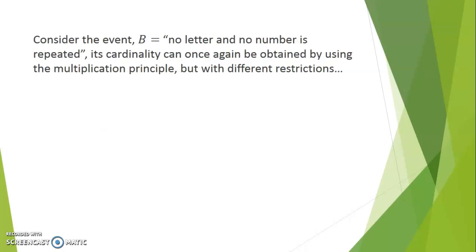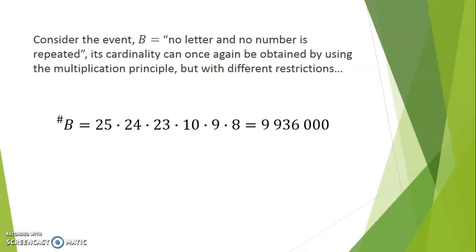Suppose B represents that no letter and no number is repeated. This will also fall into the multiplication principle, but the restrictions will differ from those of the previous example. This time, the cardinality of B will be 25, which is the number of letters from which we can select. Keep in mind, we're still excluding the letter O. Regardless of the letter that was selected in the first position, there are 24 left to select from for the second position because we want no repeated letters. And then 23 are left in the next spot.